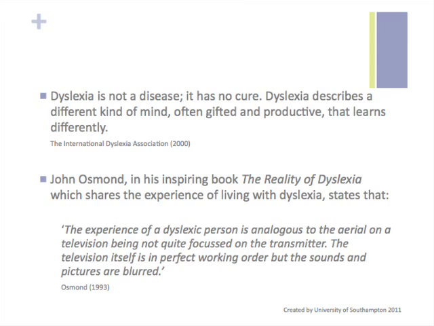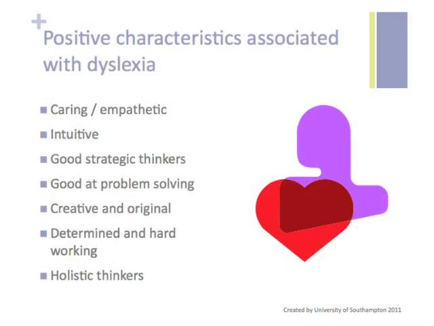He sees the experience of having dyslexia like an aerial on a television not being quite focused on the transmitter. The television itself is in perfect working order, but the sound and the pictures are blurred. It is, however, important to remember that dyslexia combines strengths with weaknesses, and there are many positive characteristics associated with dyslexia. Dyslexic people can be notably caring, empathetic and intuitive, which is why they are often drawn to the nursing and allied health professions and may appear overrepresented.